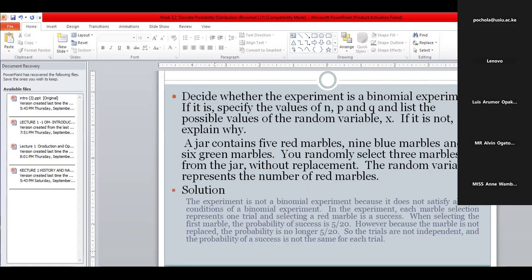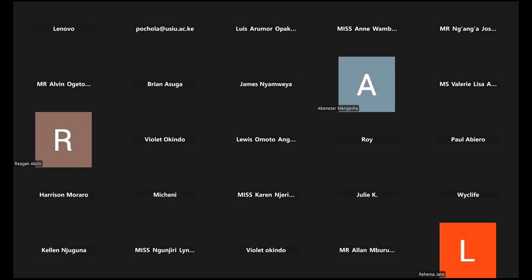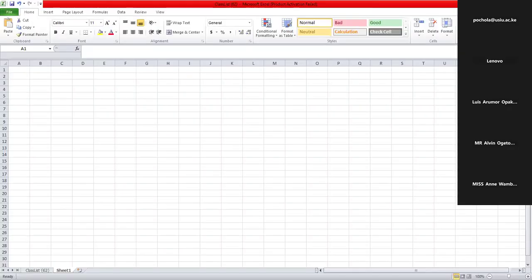Problems. I want to show you that this experiment is not a binomial experiment. We have noted that this jar has those many balls, and those many balls, and you select them this way. There were 5 plus 9 plus 6, that is 20 balls in a jar. So what does this mean? Is it a binomial experiment? That's what I want to show you.